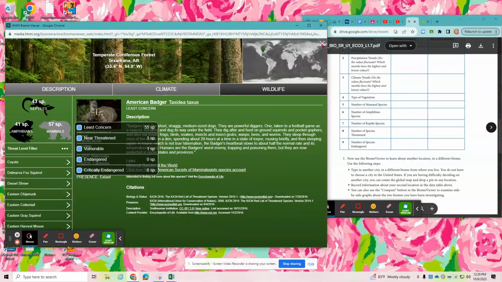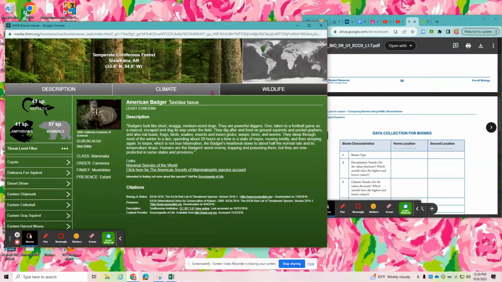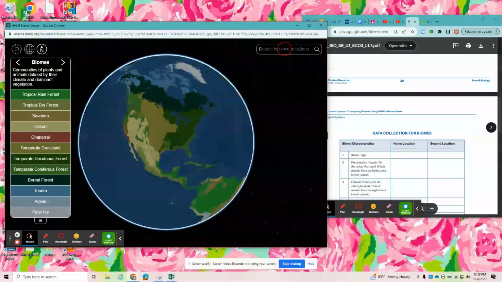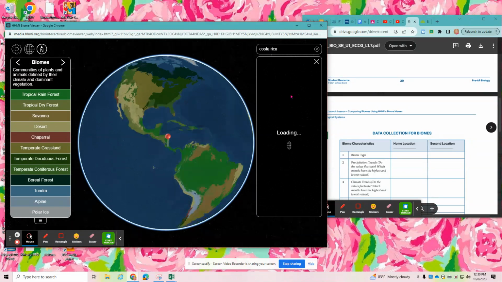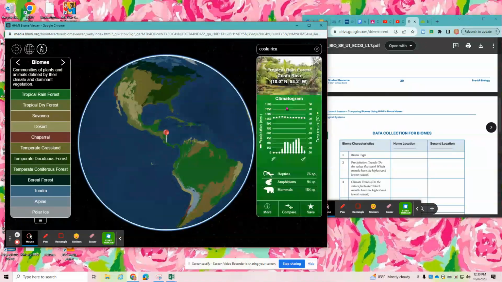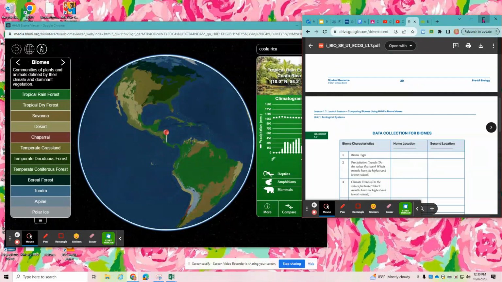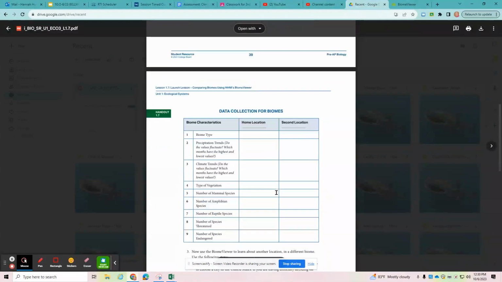Now, what you're going to do for this next column over here is you get to choose anywhere in the world and type it in. So I'm going to look at Costa Rica. And then I'm going to go through the exact same process with this second one, and I'm going to fill it out right here. All right. And then there's a few questions at the end, and then you are done.